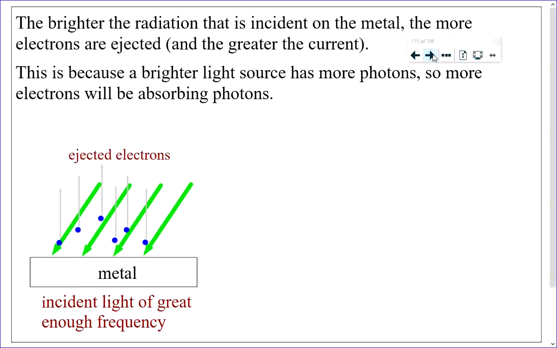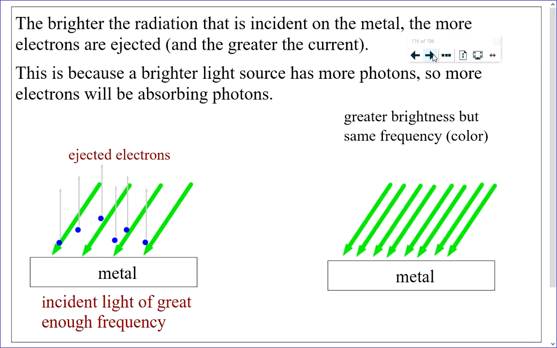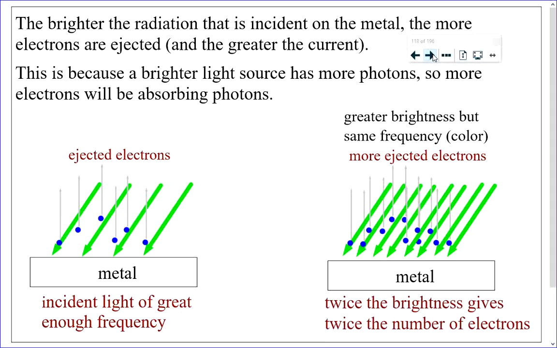Pretty straightforward. If I take that same metal, but I use twice as much light, so it's the same frequency, which means the same color, but I've actually got twice as much light hitting the metal, then I'm going to get more electrons being ejected. Specifically, I'll get twice as many electrons. And that's because I have twice the brightness. So the current will be twice as great.